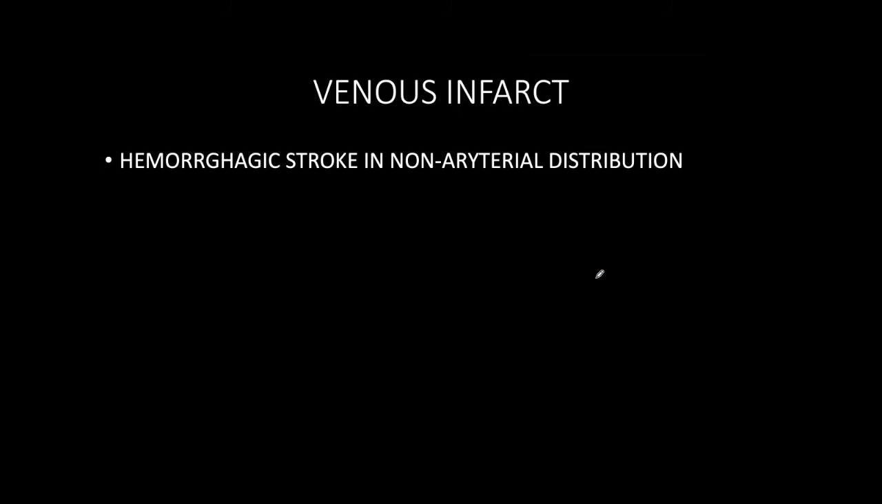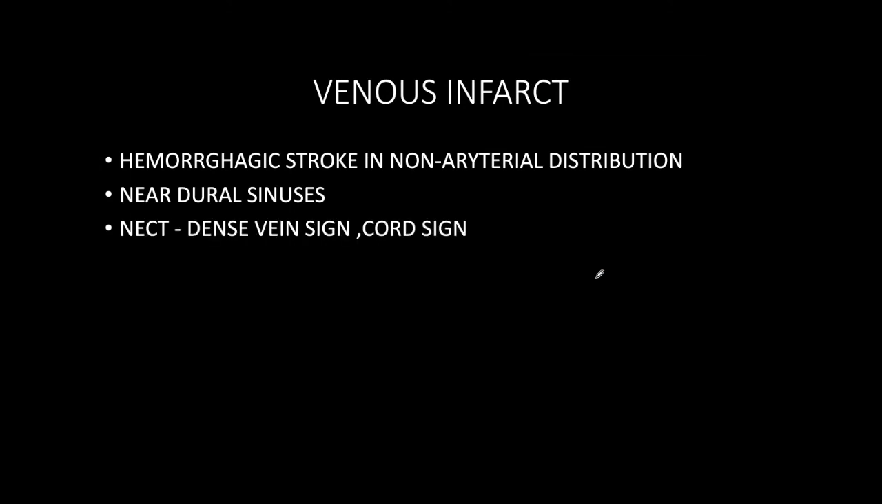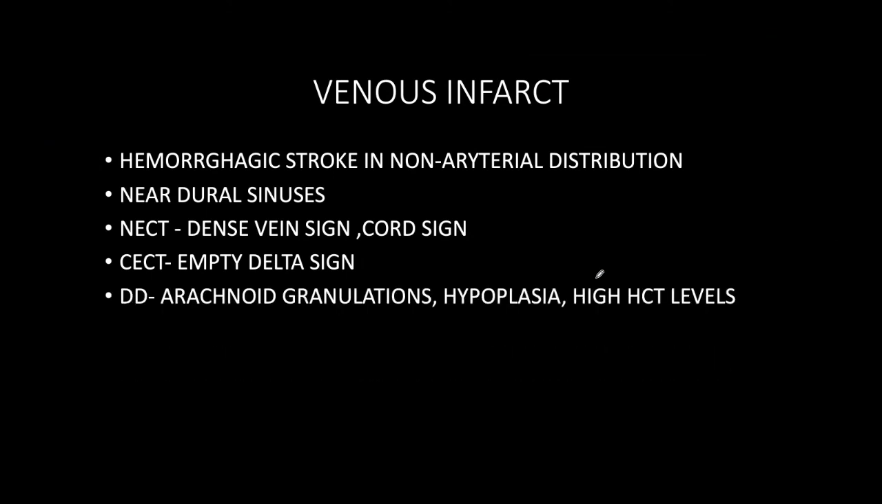It's a hemorrhagic stroke in a non-arterial distribution, near the dural sinuses. On the non-enhanced CT, you can see a dense vein sign. You can have a cord sign. The thrombus has increased Hounsfield units, so it's going to look dense. In a contrast enhanced study, it's going to look like a filling defect. If it's the superior sagittal sinus, it looks like a delta, and the thrombus takes the shape of the vessel. It looks like an empty delta sign.